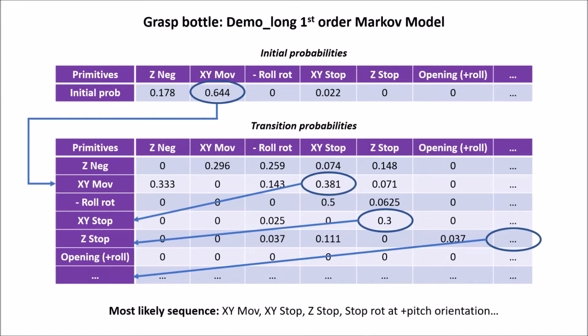As we can see, the most probable initial state is an XY motion, followed by stopping that motion, stopping the motion in the Z axis, rotating the hand to align the pitch axis with the Z axis, etc.